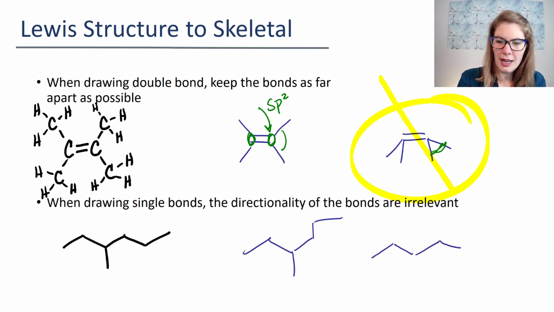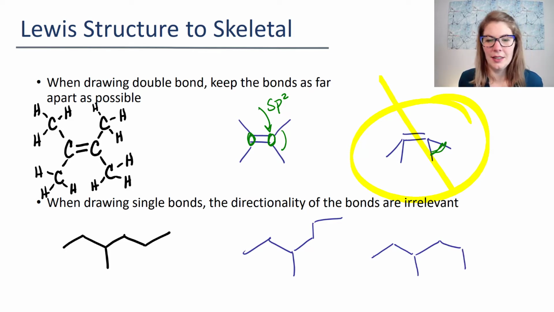Or I can redraw it like this and it's still the same structure. Or I could draw it even more ways. I could take this bond and point it up and it's still the same structure. That idea is really going to fold in heavily with constitutional isomers.